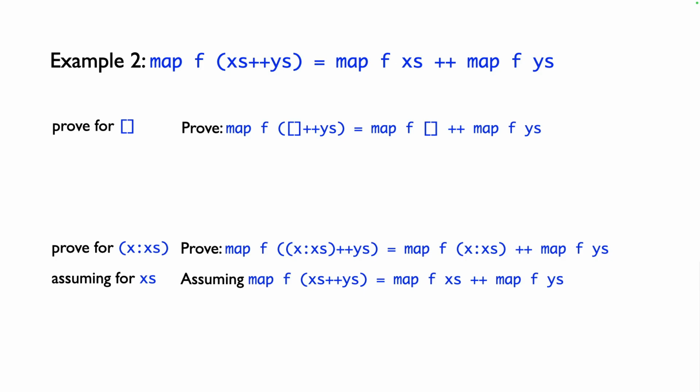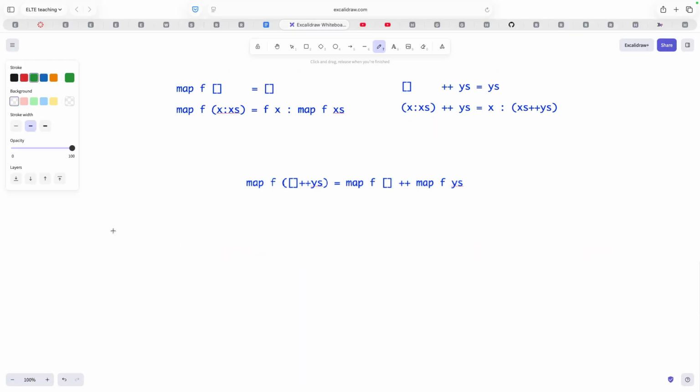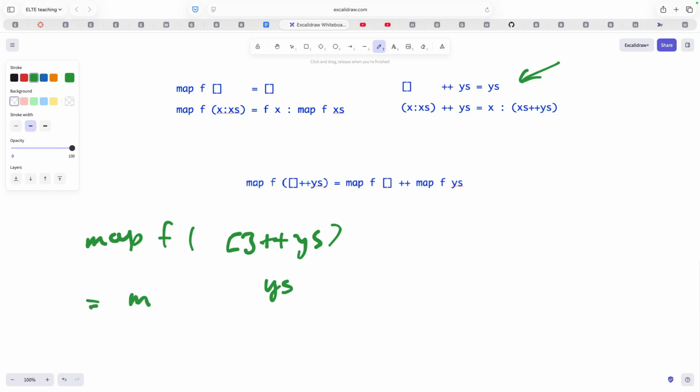Let's start off with the empty list case. Here you can see our goal. Let's have a look at what happens on the left-hand side. On the left-hand side, we have the empty list plus y's. By the definition of plus on the empty list, that's the same as y's. So on the left-hand side, it's map f applied to that, which is equal to map f on y's. So that's the left-hand side.